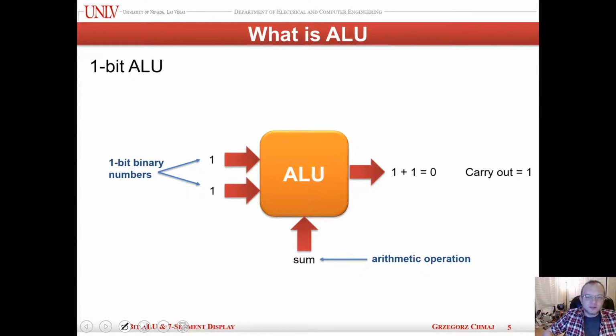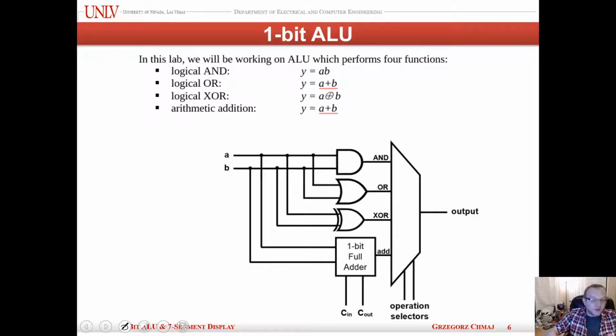Okay, so if you look at this kind of structure, we have some set of operations that we can choose from, and we have a fixed number of inputs and one output. What does it remind you of? It should remind you of the multiplexer, correct? So we have a multiplexer here for our 1-bit ALU that we will be working with in this class.